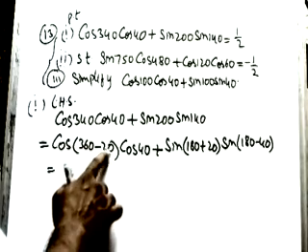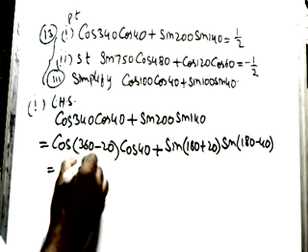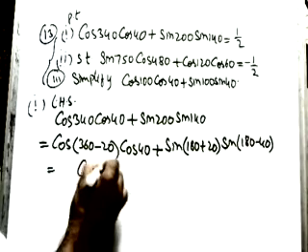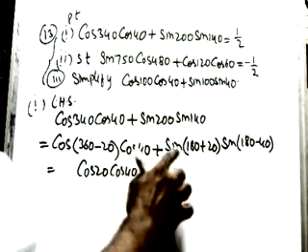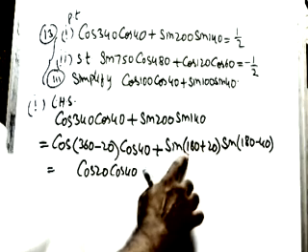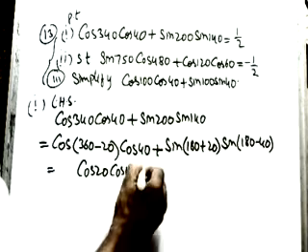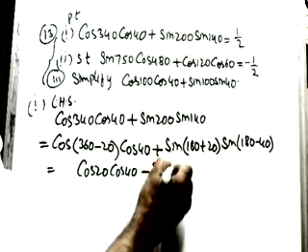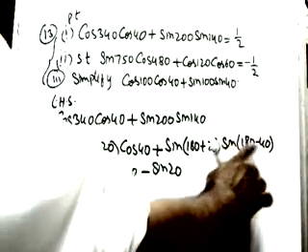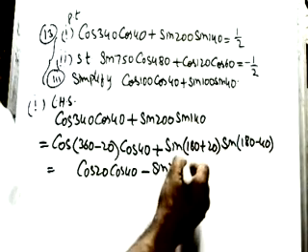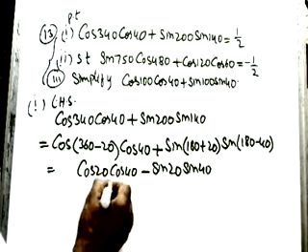Now we can use the formula. This is cos 360 minus theta, and cos 360 minus theta is cos theta. So this will become cos 20. Now you write as it is, cos 40. Now sine 180 plus theta is in the third quadrant, where sine is negative, so sine 180 plus theta is minus sine theta. So minus will come here, minus sine 20. Now sine 180 minus theta is in the second quadrant, so it is sine theta, sine 40.